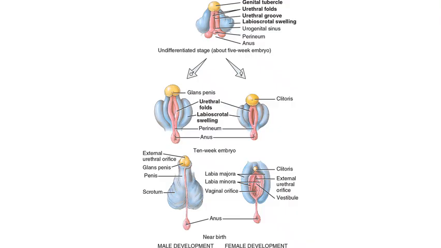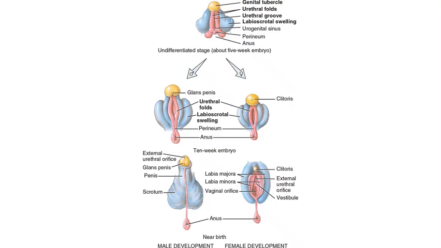Like the internal genitalia, the external genitalia of both male and female embryos, like the penis, scrotum, clitoris, labia, and vaginal orifice, remain undifferentiated until about the eighth week as well. So each, before differentiation, has similar external structures.